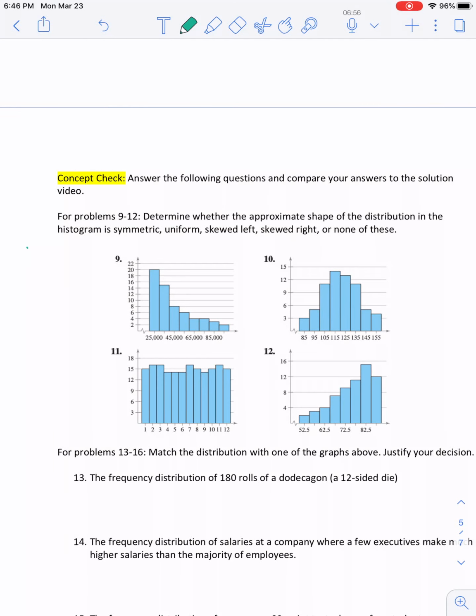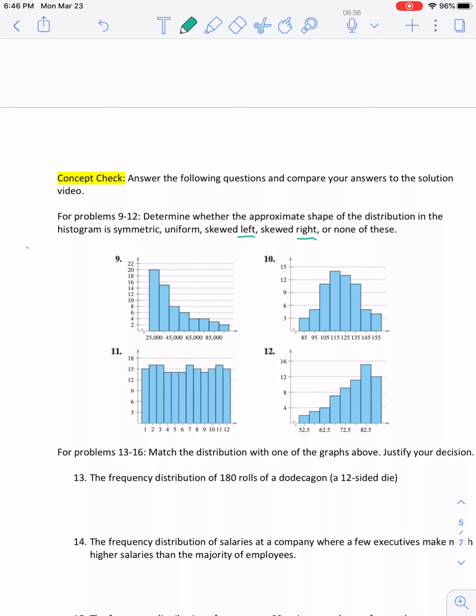This video is going to look at the different types of shapes for graphs. For these problems 9 through 12, we need to identify if the graph is symmetric, uniform, skewed left, or skewed right. So the skewed left and skewed right, people tend to get these pretty mixed up.